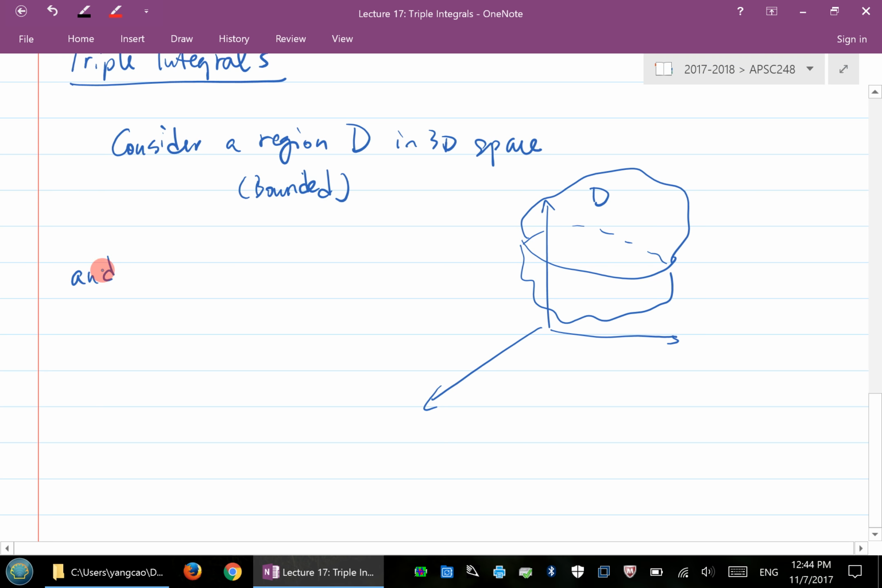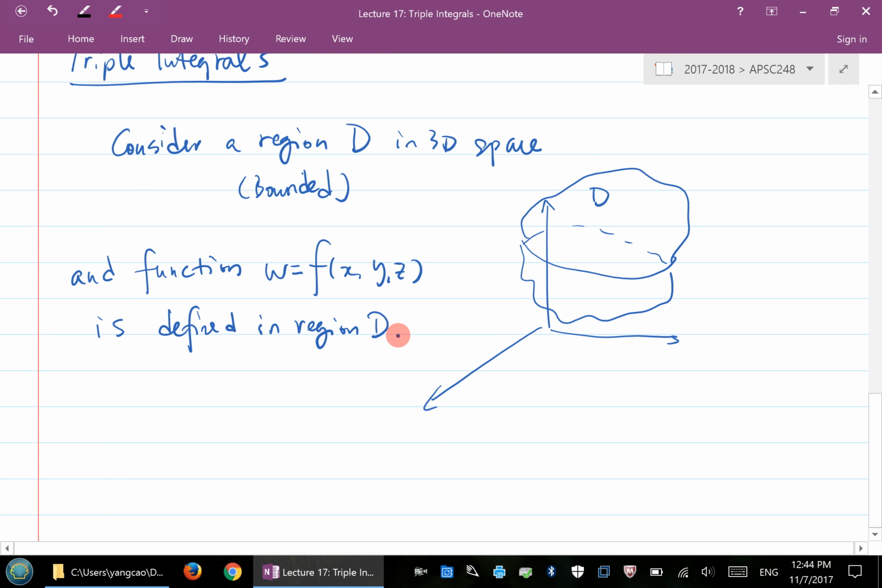At the same time, we'll also consider a function. So there is a region D, and now there is a function of three variables, f of x, y, z. So you have region D, you have the function here. Now this function is defined in region D.